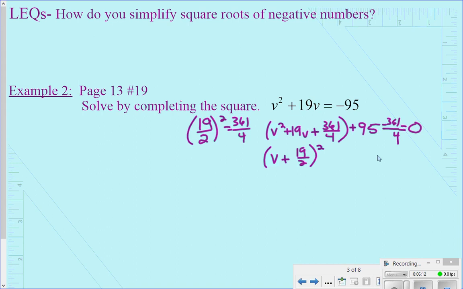And I'm going to figure out what 95 in fourths is. So 95 over 1 is, I think, 380 fourths. So I'm going to do 380 fourths minus 361 fourths. And when I do that, I'm getting 19 fourths. And that equals 0. So now I'm going to subtract 19 fourths from both sides.